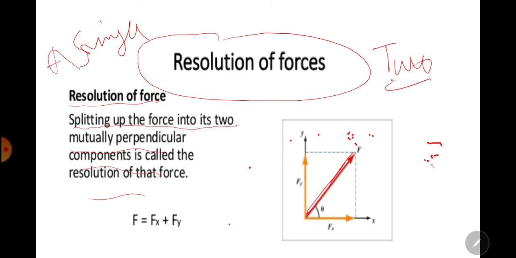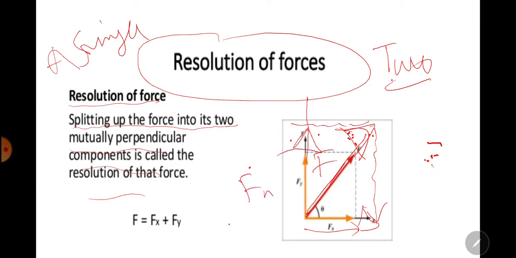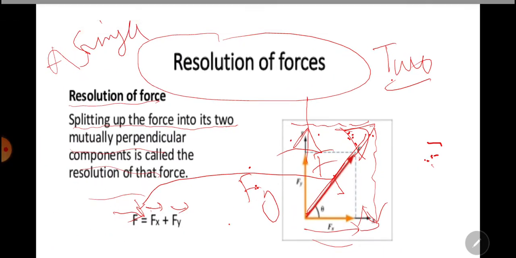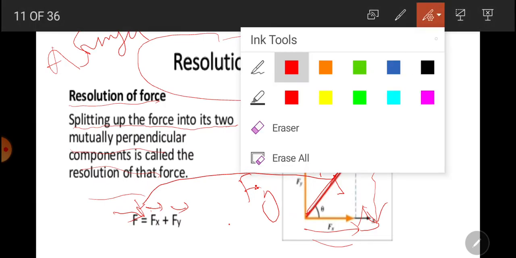So this is the component of force. This is force. From this point you will draw a perpendicular on the x-axis. This will be the horizontal component, and from this point you will draw a perpendicular on the y-axis. This will be the vertical component. So here we have split a vector into two components. You will put an arrow over it. This is the horizontal component and this is the vertical component. So the splitting up of a single vector into two perpendicular vectors is called resolution of forces.